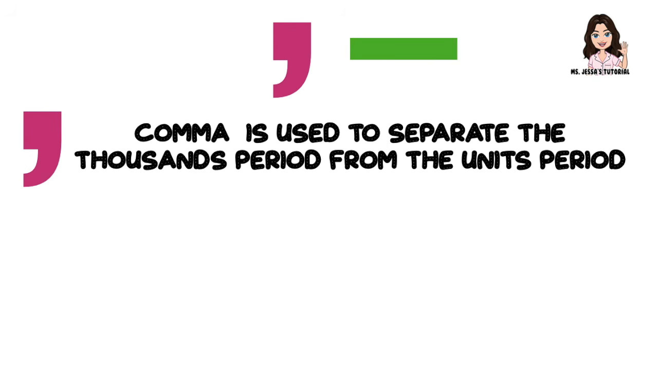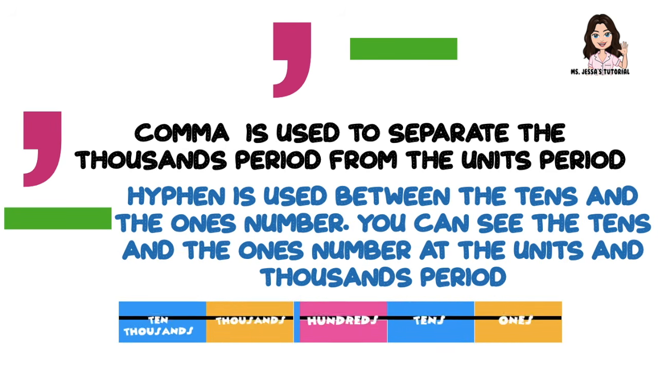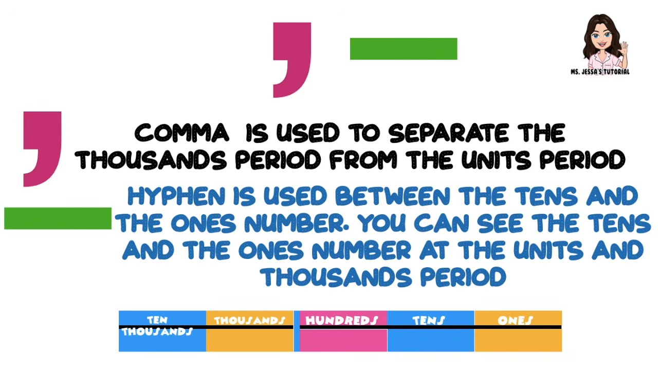Let's write numbers in words. In writing numbers in words, we are going to use two symbols, the comma and the hyphen. Comma is used to separate the thousands period from the units period, while the hyphen is used between the tens and the ones number. You can see the tens and the ones number at the units and thousands period, just like this one. This is the place value chart. We are going to see the tens and the ones number at the thousands period and also at the units period.